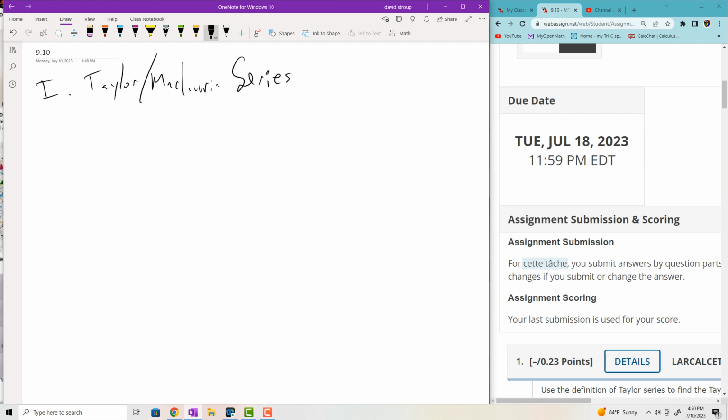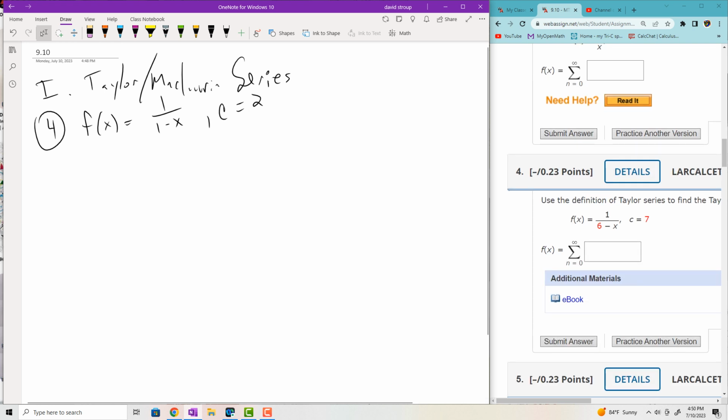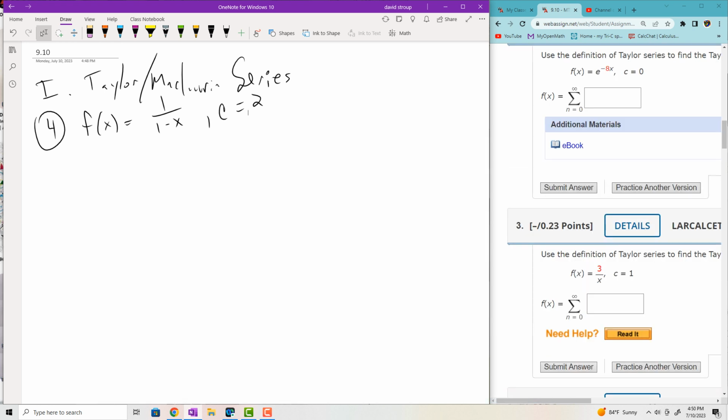Okay, so very simply, let's try number 4 from 9.9. f of x is given as 1 all over 1 minus x, and then the center is 2. Before, I would have used a geometric series. So I need to get this into the form 1 over 1 minus (x minus 2) to get the center appropriately adjusted.